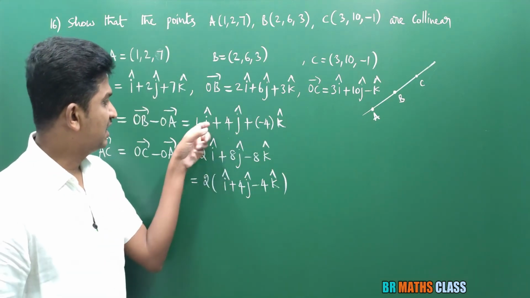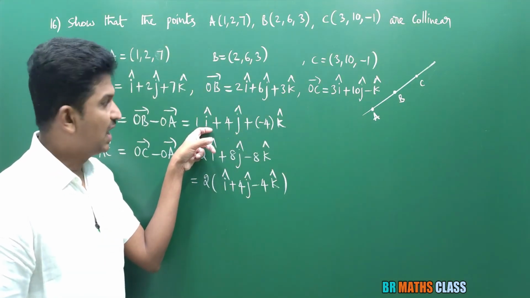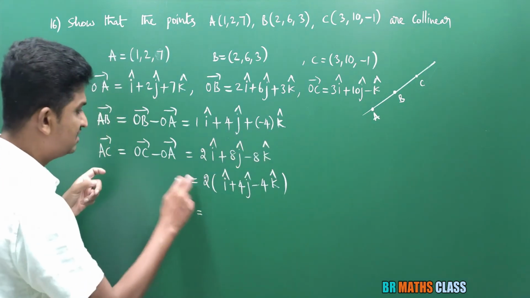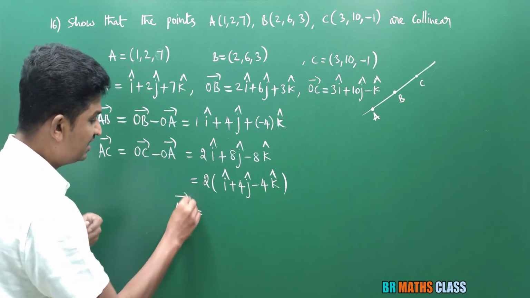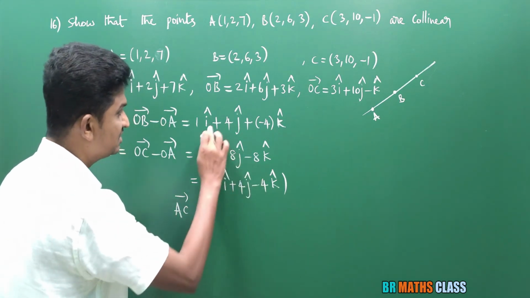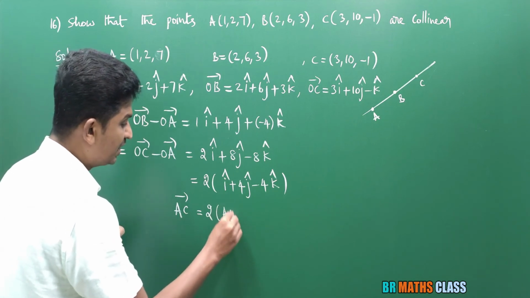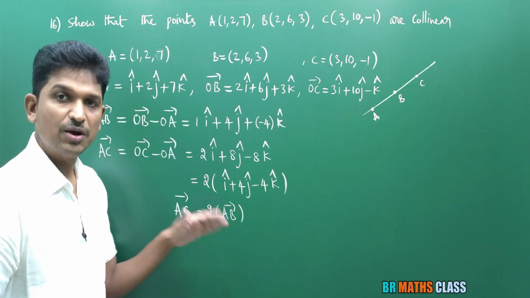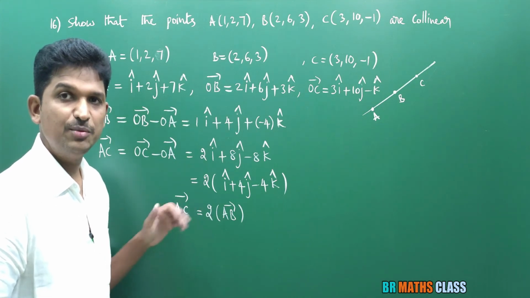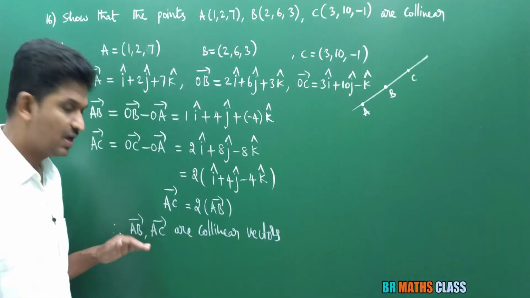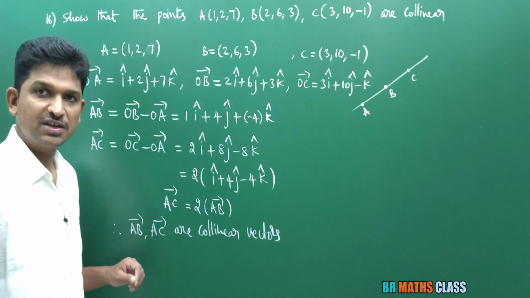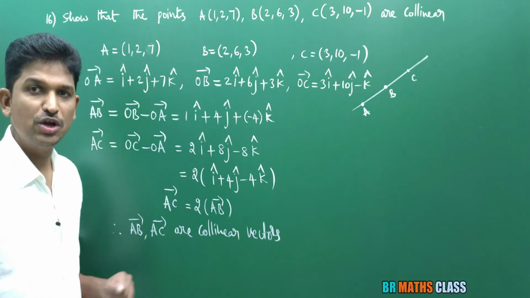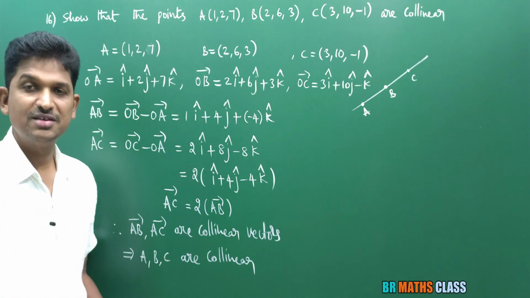You observe, what is this vector? 1 into i is i only now. i cap plus 4j cap minus 4k cap. So what happened? This is AC bar. AC bar is 2 times of, what is this? This is nothing but AB bar. I got one vector as scalar multiple of another vector. From this, I can say the vectors AB bar, AC bar are collinear vectors. As they are collinear vectors, they lie on a same line. From this, I can say that the points A, B, C are collinear.